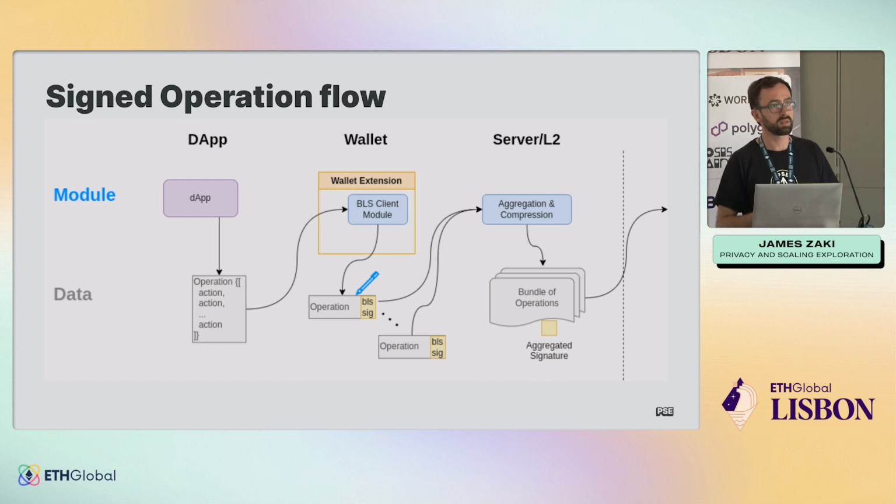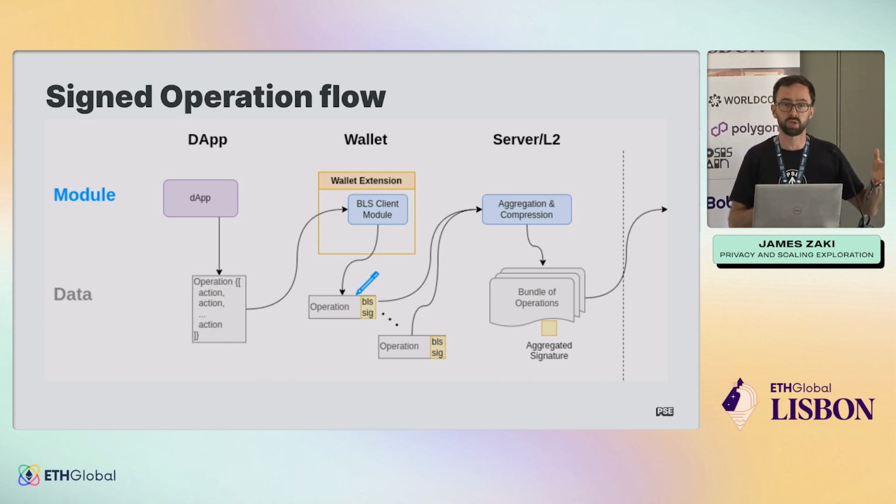But when we zoom in a little bit, this is what it looks like. A DApp will propose a user operation. Now, the terminology that we're using is 4337 terminology, or account abstraction, as you've probably heard of. And so the user operation can consist of multiple actions. The DApp proposes that to the user's wallet. The wallet will then sign that user operation. And many wallets in parallel are obviously signing different transactions. Those get combined together, or aggregated, via the aggregation server.